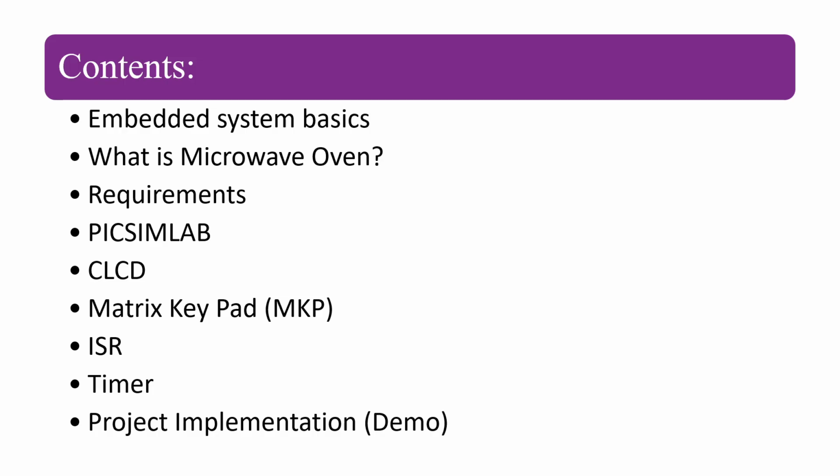Next is CLCD. What is CLCD? Character liquid crystal display, which is used basically everywhere in the world. Next is the matrix keypad. What is a matrix keypad? Next is ISR, interrupt service routine. After that, we are going to see the timer. After that, the project implementation and demo.